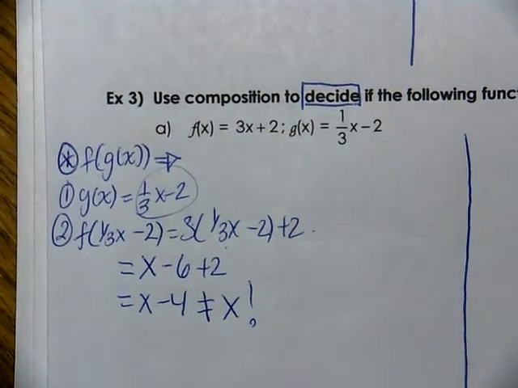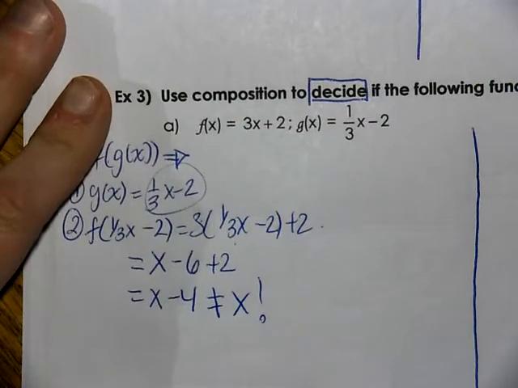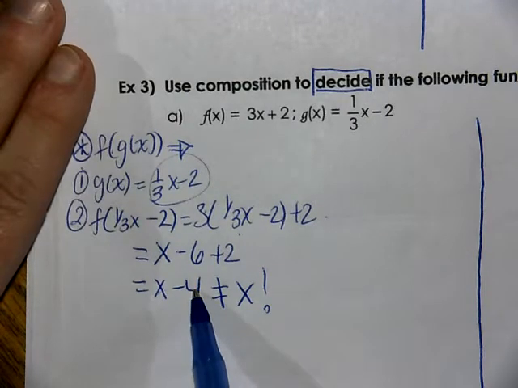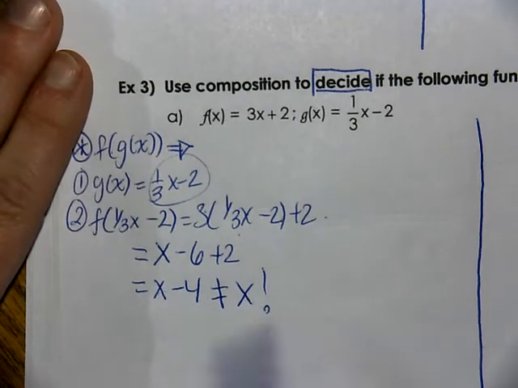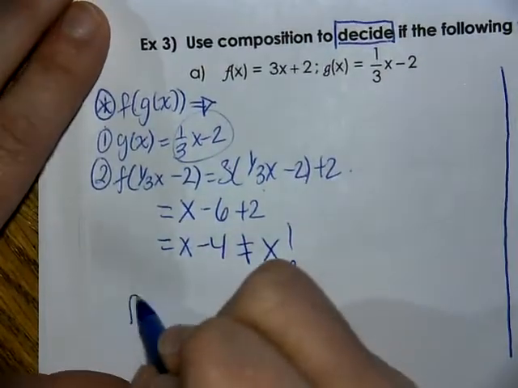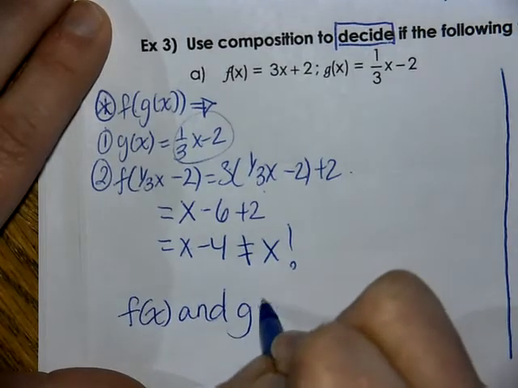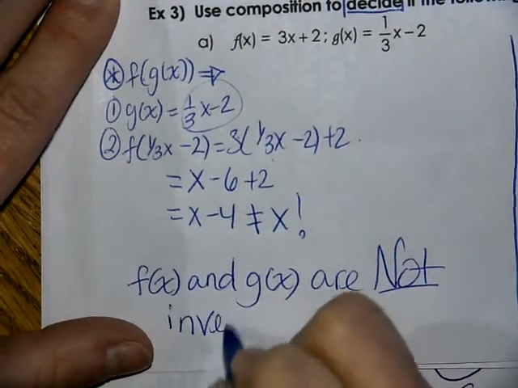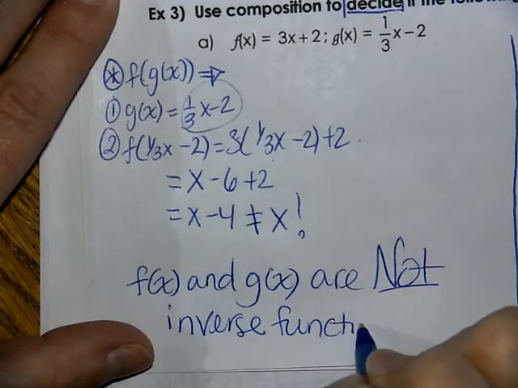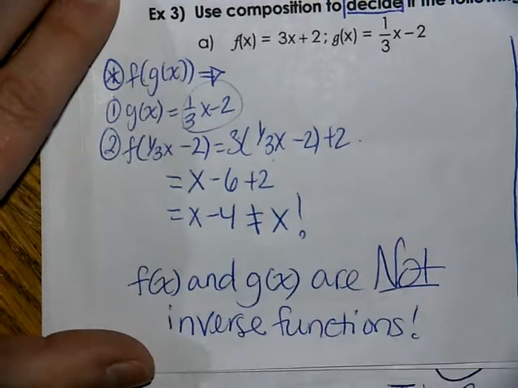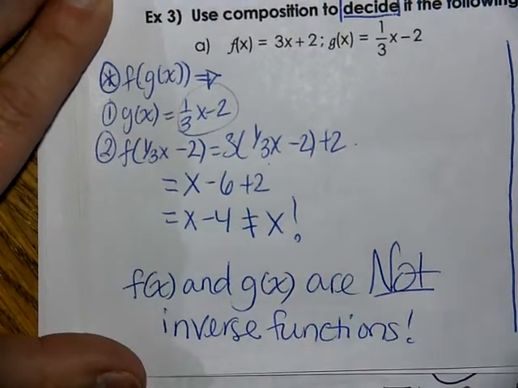So because this is not x, it's x minus 4, they're not the same. Put in any value. Put in a 10. 10 minus 4 is not equal to 10. It might work for other numbers, but these two are not balanced. They don't equal each other. So therefore, I don't have to continue. I can simply say that f of x and g of x are not inverse functions. They are not inverses of each other. Not at all, because I need them both to equal x. So I'm going to stop.